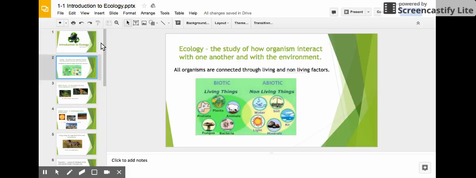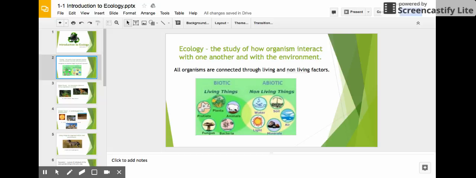Ecology is defined as the study of how organisms interact with one another and with their environment. All organisms are connected through both living and non-living factors. So in this module, we'll be talking about how those organisms interact with other organisms, plants, animals, bacteria, fungi, and protists in their environment, and also how they interact with non-living things in their environment.